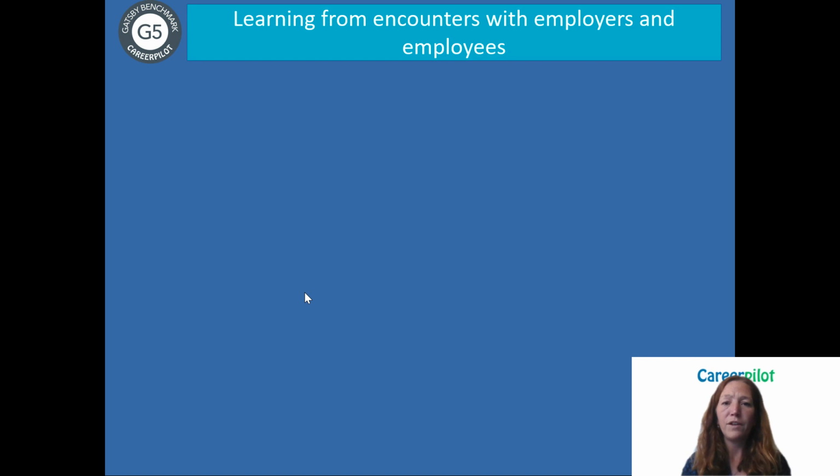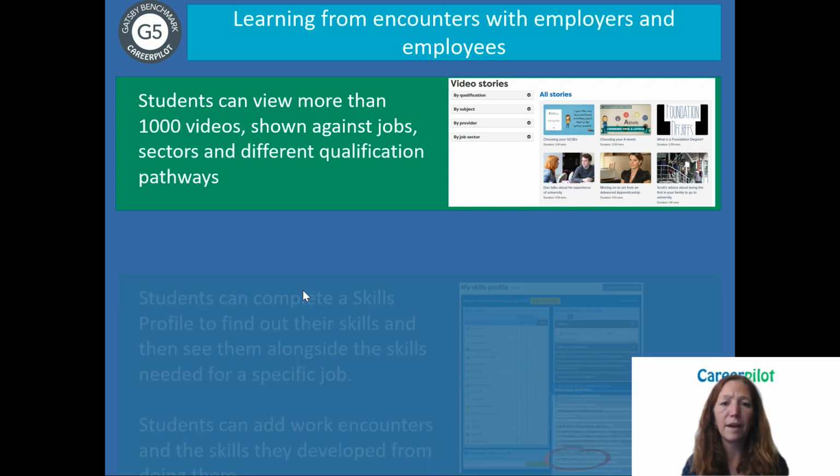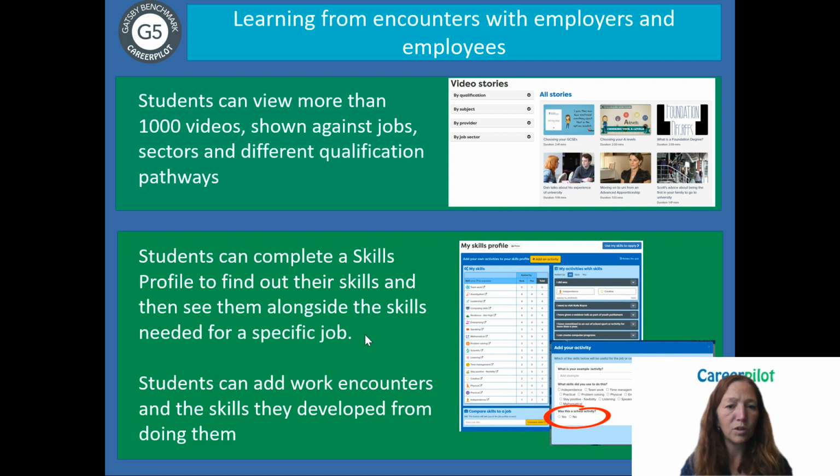For Gatsby Benchmark 5, learning from encounters with employers and employees, students can view more than 1,000 videos, so lots of different videos of different employers and employees talking about their working life. They can actually also have a look at the different job sectors and look at the different qualification pathways required to get there. Students can also complete a skills profile, which I mentioned previously, which really helps them to look at what their own skill strengths are and then compare them with the skills that are needed for a specific job. They can also record on here any work encounters that they've had and any skills that they developed as a result of doing them.